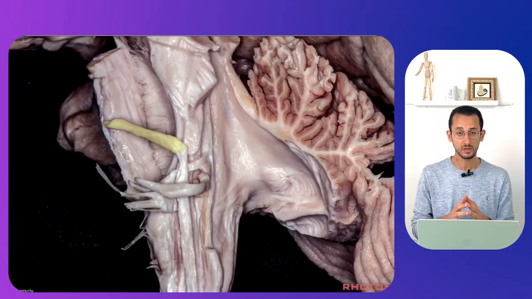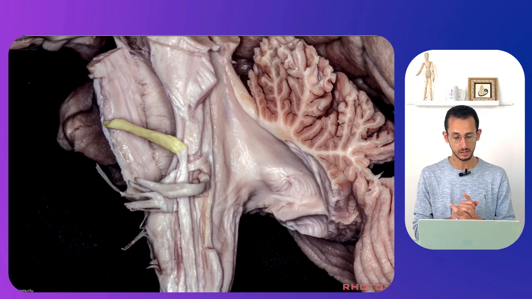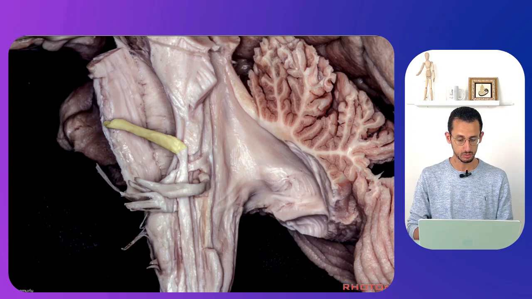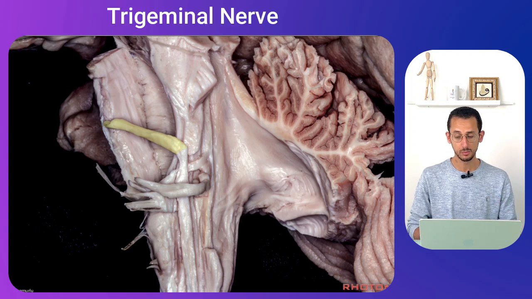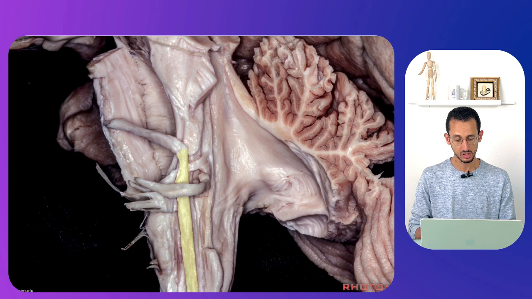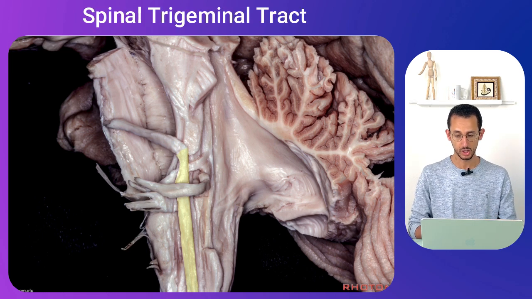So let's start with this dissection picture, looking at the brainstem, where you can see the trigeminal nerve is highlighted in yellow, and it emerges from the lateral aspect of the pons. The pain and temperature fibers are coming from the spinal trigeminal tract of the trigeminal nerve.